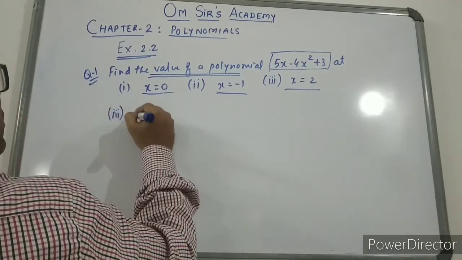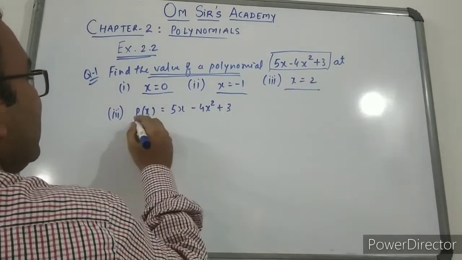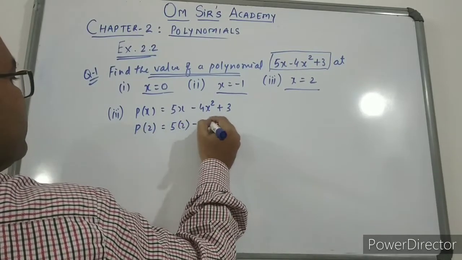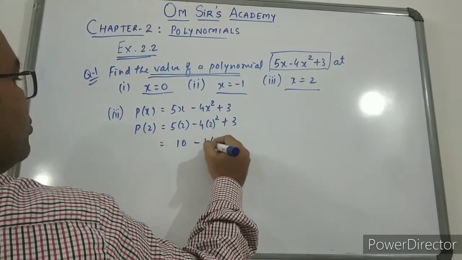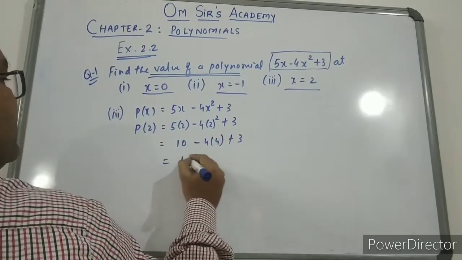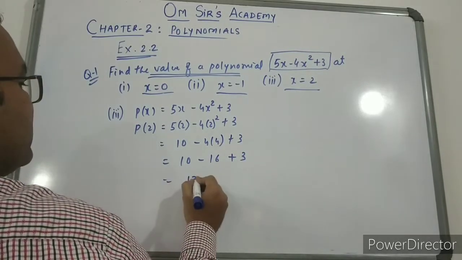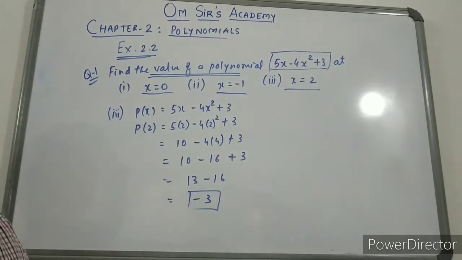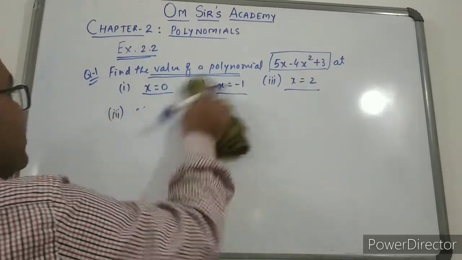Now we substitute the third one. P of x equals, the polynomial will remain as it is, the value will get changed. Now it will be 2. So 5 into 2 minus 4 into 2 square plus 3. 5 2s are 10, minus 4 into 2 square, which is 4, plus 3. That is 10, minus 4 4s are 16, plus 3. So 10 plus 3 is 13, minus 16, answer will be minus 3. So this is how we find the value of a polynomial. Hope it is clear, friends. Now we move to the next question.